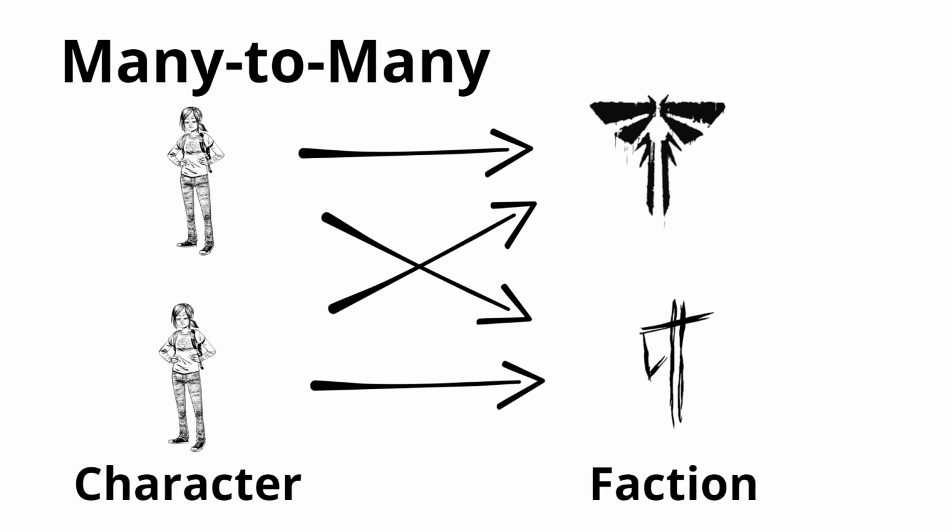And this would look like that. For instance, we've got many characters, and these characters can belong to many different factions. All right, so many characters, many factions, and the factions can have many characters. That's already it. So now let's have a look at the code.